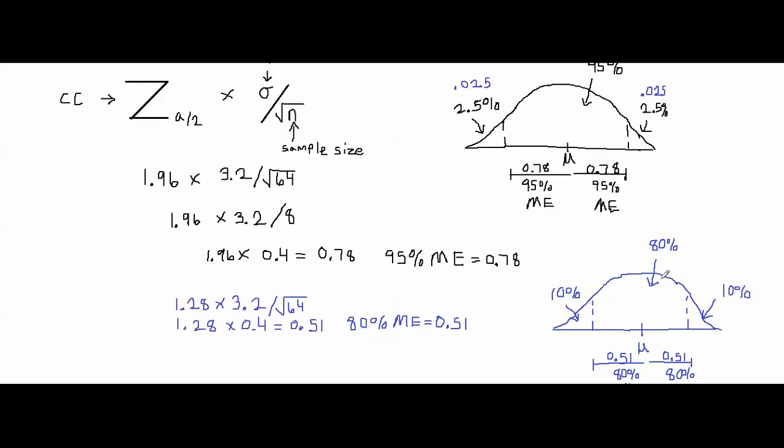What we found out here by doing this work is that 10% of the possible samples have a sample mean more than 0.51 below the population mean down here. 10% of the possible samples have a sample mean more than 0.51 above the population mean out here, and 80% of the possible samples have a sample mean in here within 0.51 of the population mean.